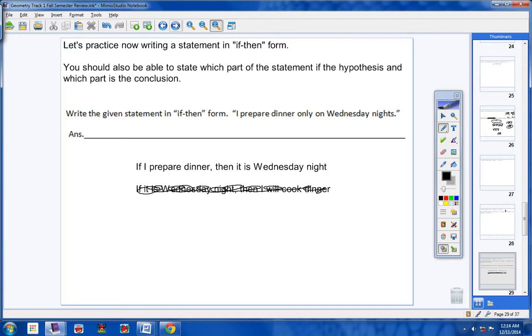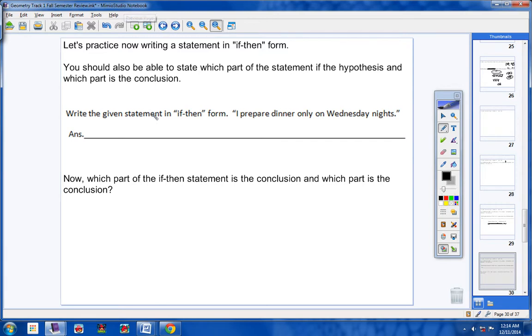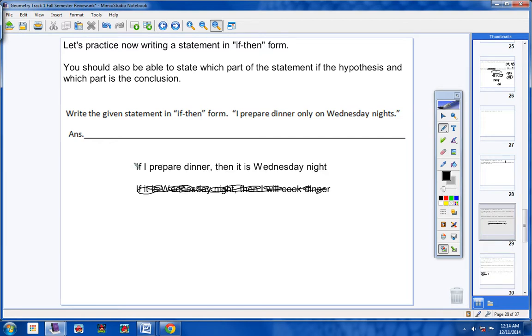Now, students, let me ask you a question. Which part of the if-then statement is the conclusion, and which part is the hypothesis? You can tell I typed this in a hurry, can't you? Alright, well, let's go back and look. The if part is always the hypothesis. Please don't forget that, students.